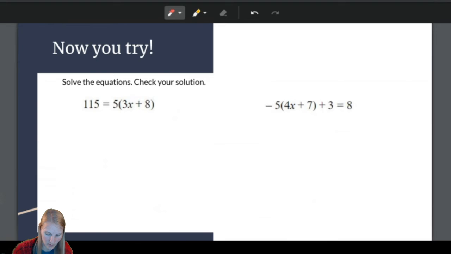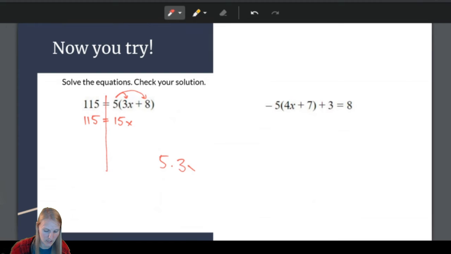Okay, first problem. I'm going to do my distribution rainbows. 5 times, well here, let me draw my line. 115 equals 5 times 3x is 15x. Because I do 5 times 3. This is 5 times 3x. This is 5 times 3 times x, which is 15 times x, which is just 15x. So that's where this came from. All right.